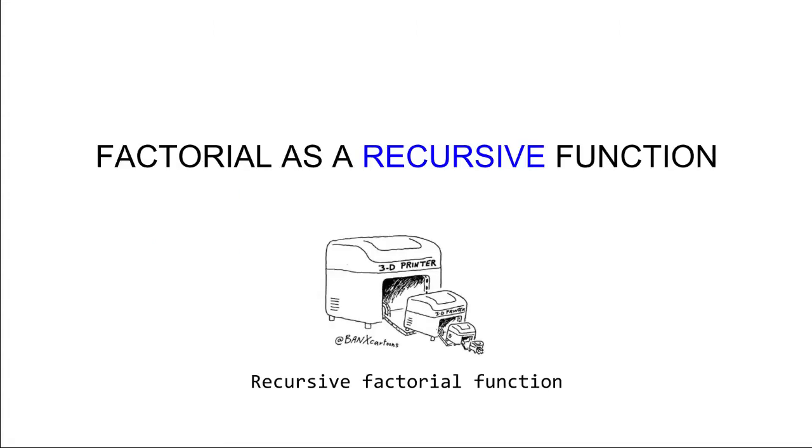Now that we have a general idea of what a factorial is and what a function is, let's create a factorial function that uses recursion, that is, a recursive function. Since we're talking about recursion, we're going to implement the factorial as a recursive function. A recursive function is a certain type of function that calls itself in order to solve a problem.